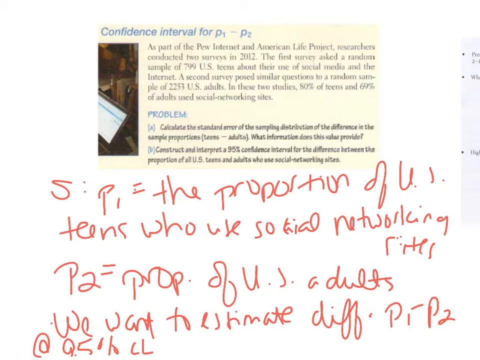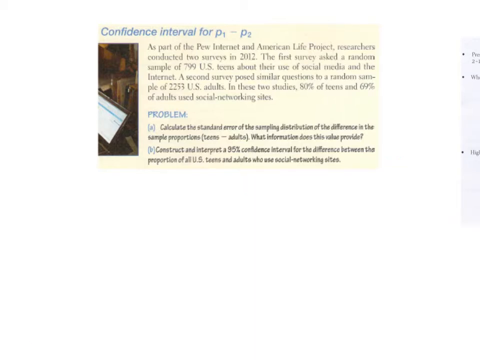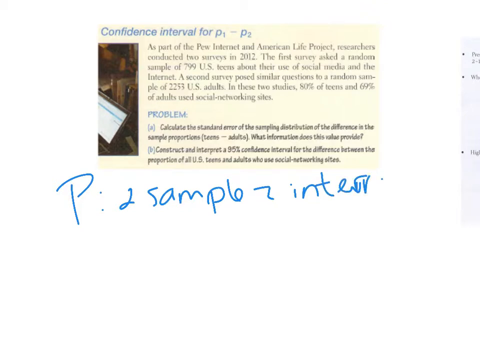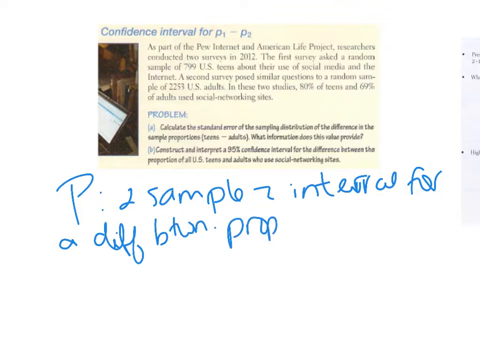And so now I'm going to move on to my plan part. So in the plan part, I need to be sure that I've stated what test it is that I'm going to use. So I'm going to use a 2 sample Z interval for a difference between proportions if my conditions are met. And again, I need to make sure that both samples meet my conditions.